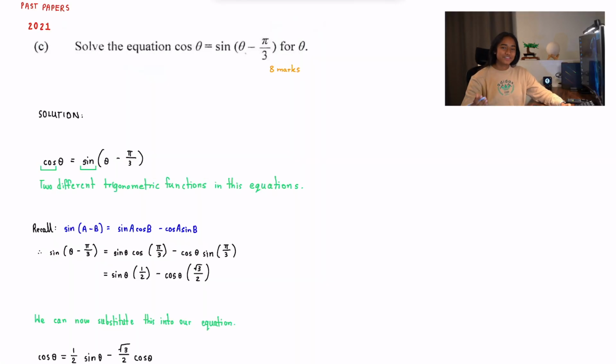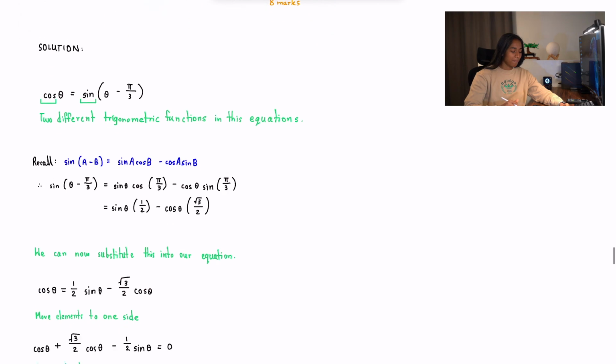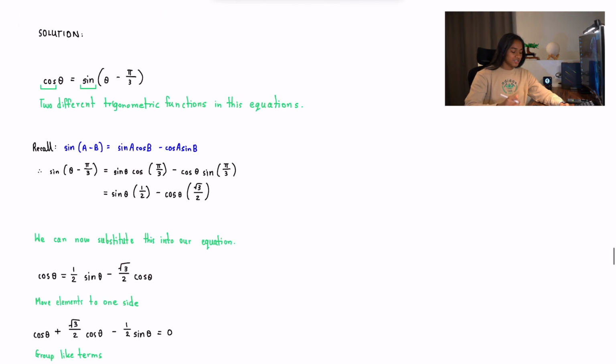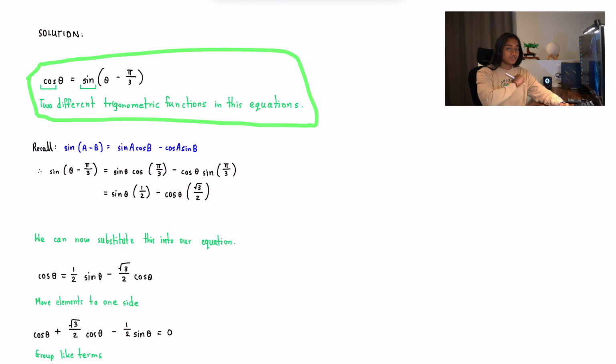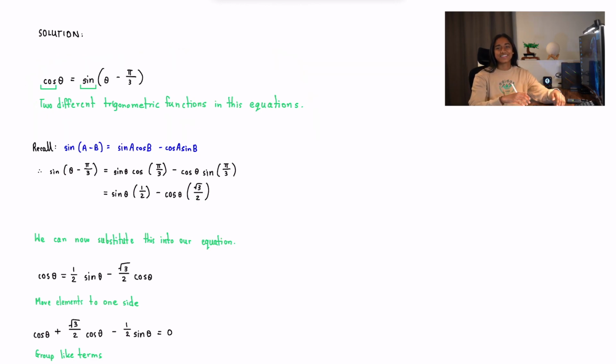Now on to our favorite section of the video, past papers. We're going to begin our journey with 2021. 2021 states to solve the equation cos theta is equal to sine (theta minus pi/3) for theta. And this is 8 marks. The solution begins as such. We write over our equation. I always write it over just because I like to see it in my handwriting.